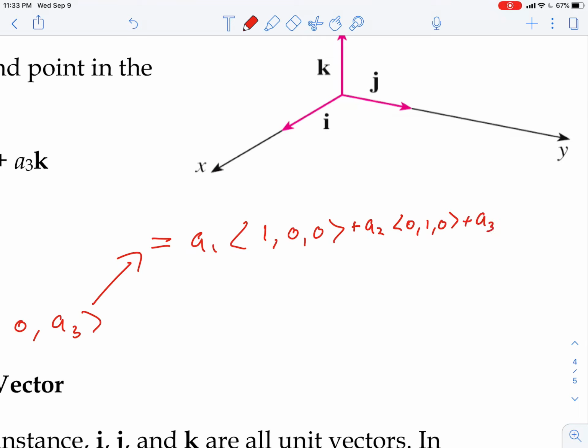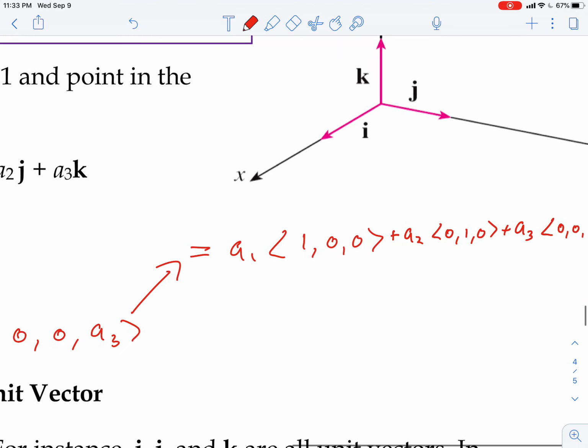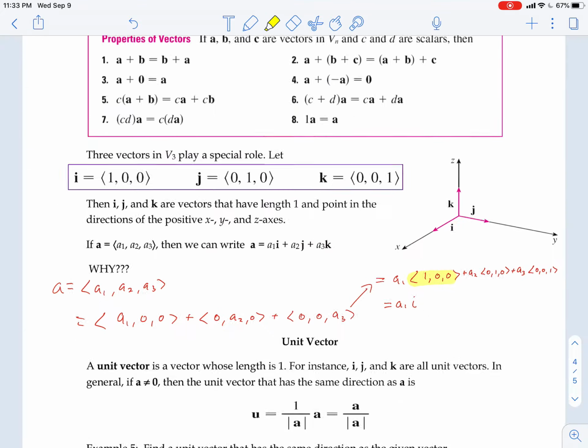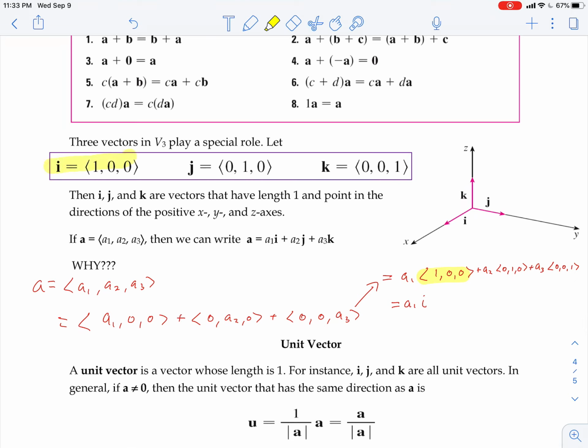And if I pull out an a sub 3 in the last vector, I'm going to get 0, 0, 1. And based off of what we know as the 1, 0, 0 vector, this allows us to write a sub 1 times I, because this whole value is I. Show you right here, back there.